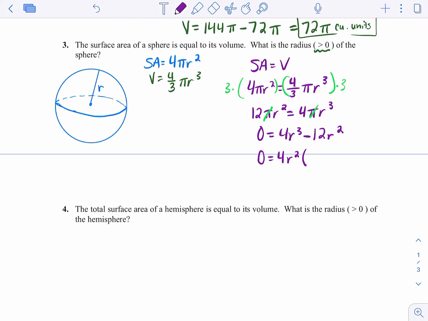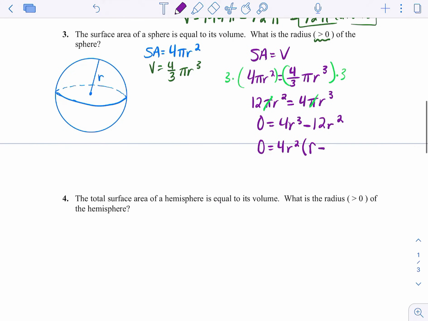The 4r cubed, I've factored out the 4, I factored out 2 of the r's, so that leaves me with r. Minus, and then we've pulled out both of the r's from r squared, and then we factored out the factor of 4, so that leaves us with minus 3. And so now that we've factored, what factoring tells us is we can take both pieces and set them equal to 0. 4r squared equals 0, or r minus 3 equals 0.